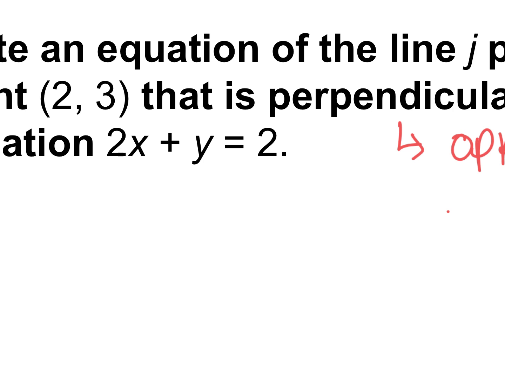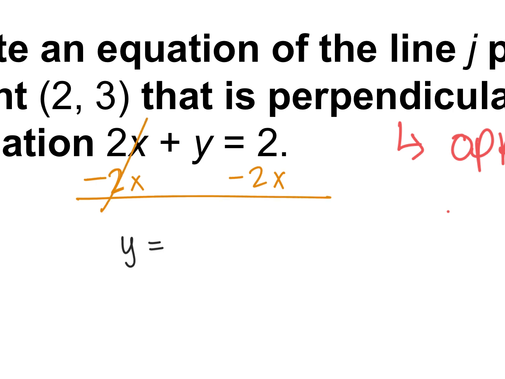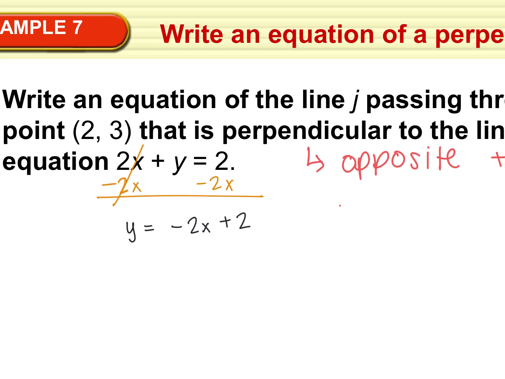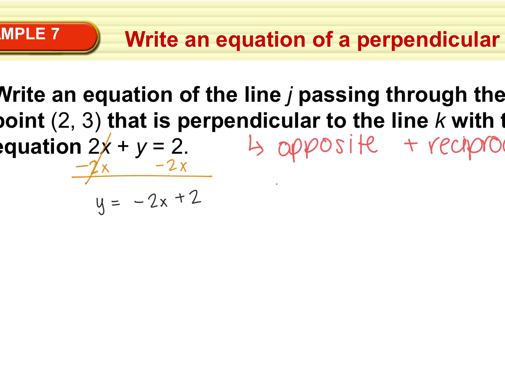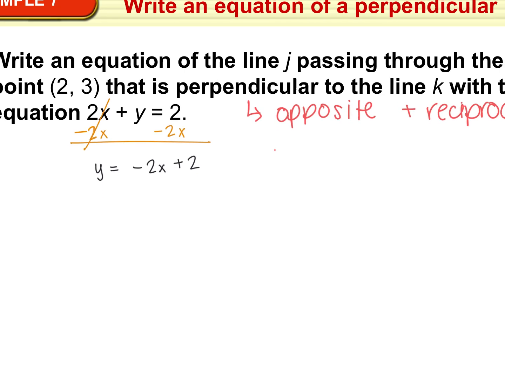So writing it in slope-intercept form, I'm going to subtract 2x from both sides. Minus 2x on both sides. These are going to cancel out. I'm going to get y equals negative 2x plus 2. Now is it written in slope-intercept form? Yes. So now I'm going to look at it. What would my new slope be? 2. Good. My new slope would be 1/2.